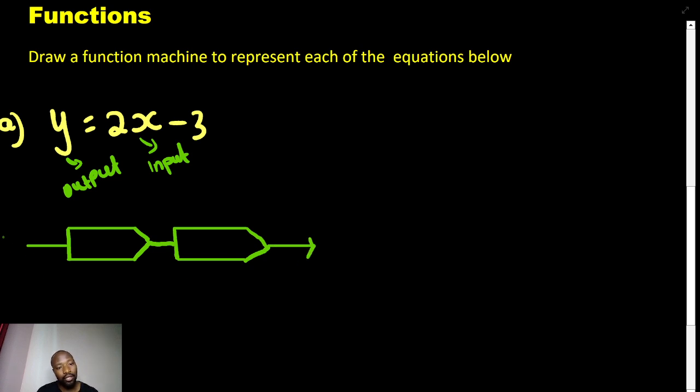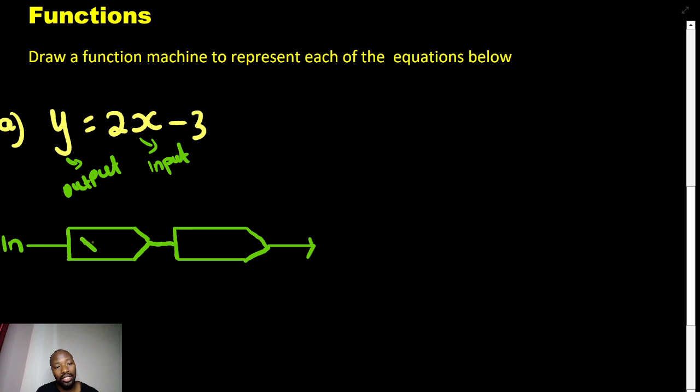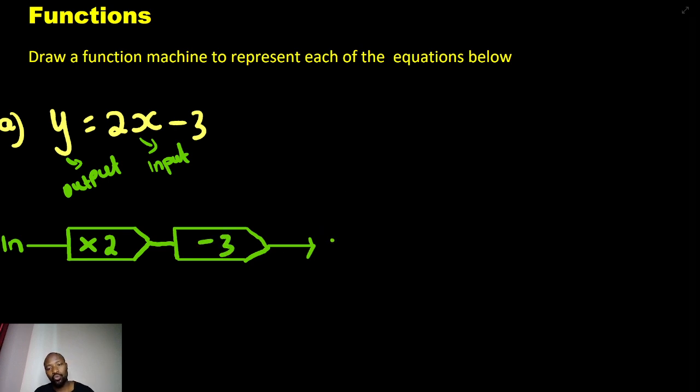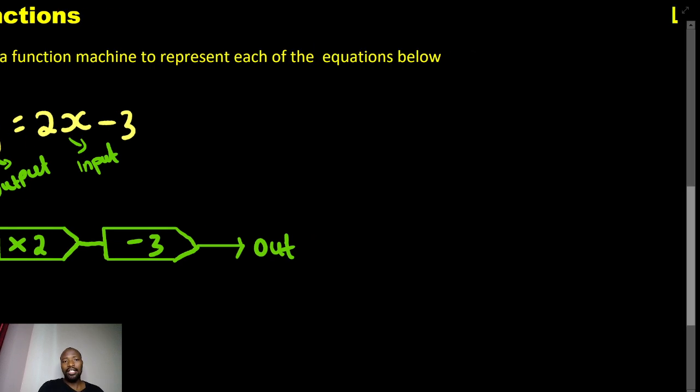So for the input, we can just write x. So what happened? The x was multiplied by 2. So we can write multiply by 2 here, or you can write it in words. And then after that, 3 was taken away from that. And the answer we got was y. So it's the output. As simple as that. Or maybe let me make it a little bit harder, as I like, and then we solve it.